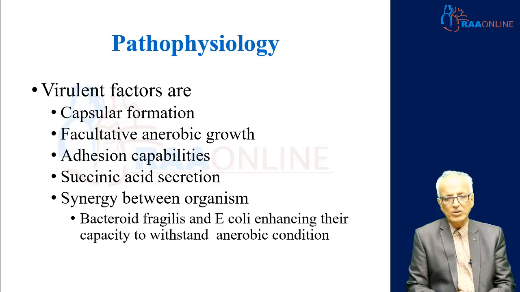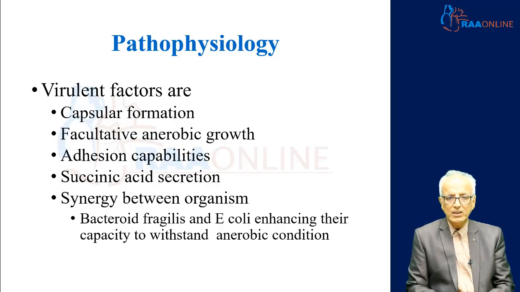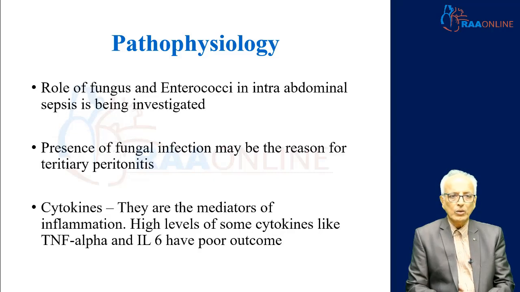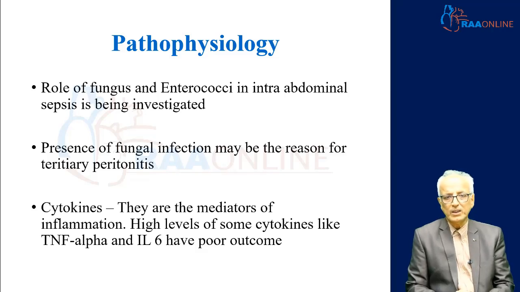Synergy between organisms like Bacteroides fragilis and E. coli enhances each other's capacity to withstand the anaerobic conditions. Now, the role of fungus and enterococci together in intra-abdominal sepsis is being investigated. Presence of fungal infection may be the reason for tertiary peritonitis.